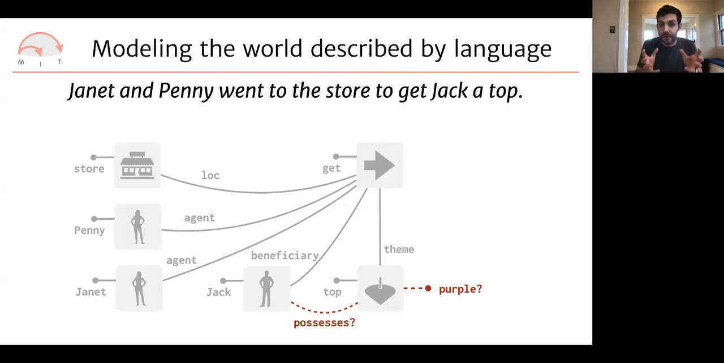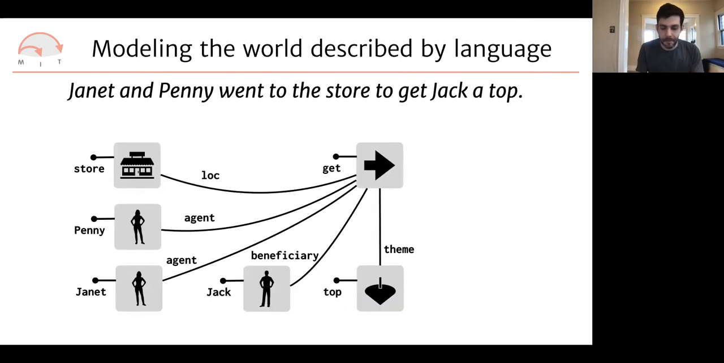And notice also that what this depiction of a situation does is it makes explicit the things that we know and we don't know, right? We don't know whether the top is purple or not. We don't know whether Jack perhaps is the owner of the store and is already in possession of the top, the same top that Janet and Penny are trying to buy him, and so on and so forth. So we're going to call representations like this information states. They represent our current information based on the text that we've seen so far about the state of the world.